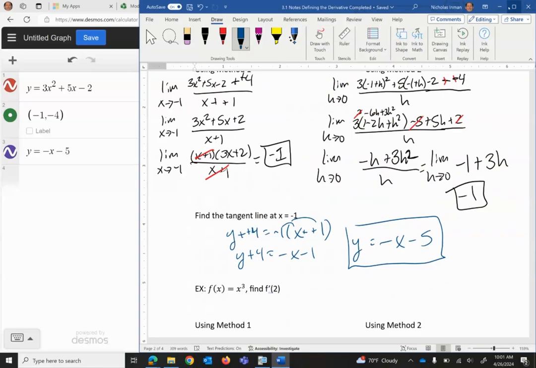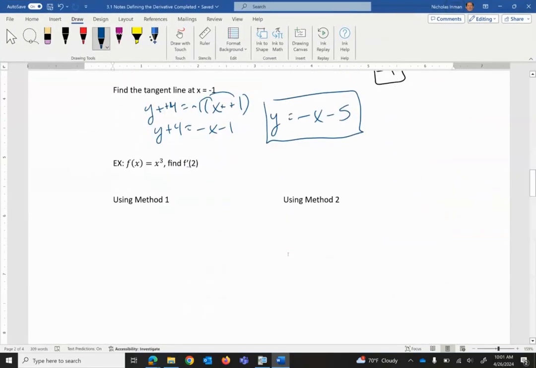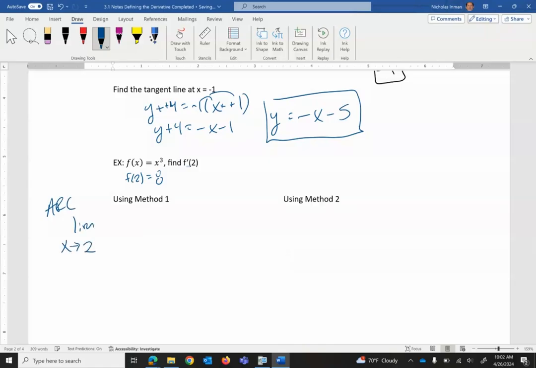All right, so we're going to keep going here. We've got x cubed. This one seems easy, at x equals 2. So find f prime, the derivative, the slope of the tangent line at x equals 2. Well, I need to know f of 2, 2 cubed, that's 8. Great, so using the average rate of change method, we do x cubed, our function, minus our value, over x minus 2.